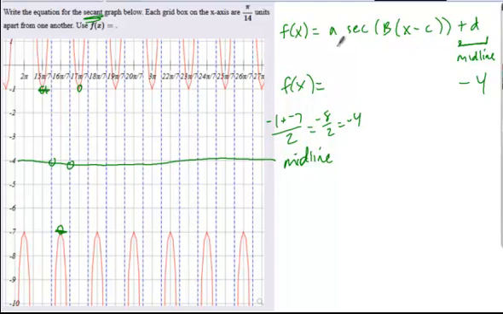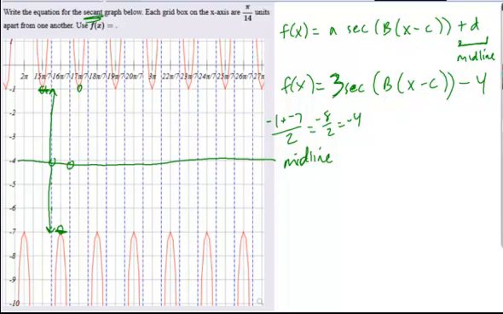Now my A value is going to be the amplitude of my cosine function, which is the distance from the midline to this max and the midline to this minimum. They should be the same number. So if I count this up, I go 1, 2, 3 units up, 1, 2, 3 units down. So my A value is 3. I don't know my B value yet, and I don't know my C value yet, but I found my midline and my coefficient out front.